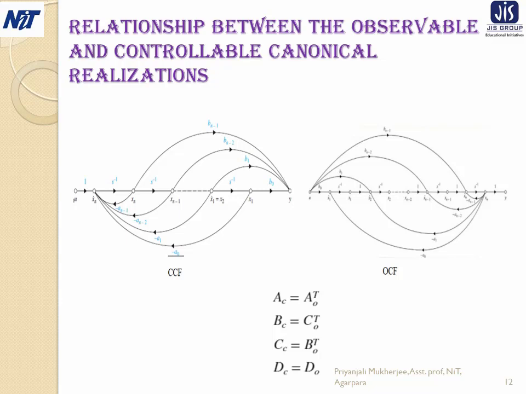Next is the B matrix. Similarly, from the controllable canonical form, the B matrix is written as BC, and here we are getting the C matrix, and the B matrix is the transpose of the C of the observable form. Similarly, C of controllable form is equal to the B matrix of observable form transposed. And finally, the D in case of CCF is equal to D of the OCF. So we can say that the CCF and OCF are just the mirror image.